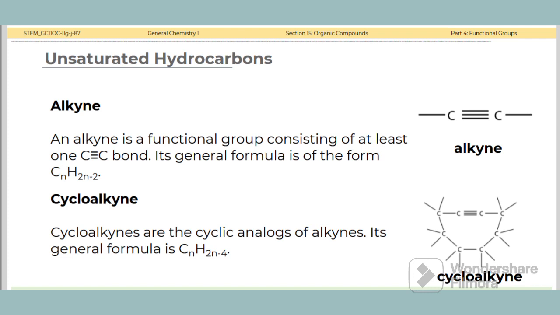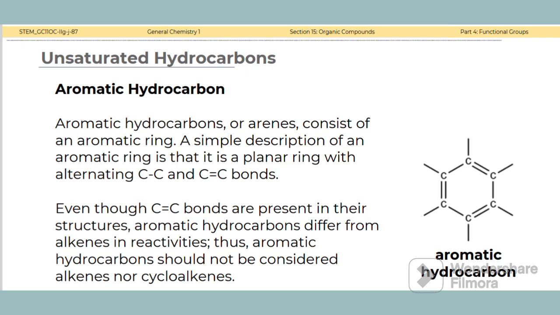Its general formula is in the form of CnH2n-2. Lastly, we have the cycloalkynes, which, like the cycloalkanes and cycloalkenes, are also the cyclic analogs of alkynes because of its triple bonds, with its general formula CnH2n-4. Aromatic hydrocarbon. Aromatic hydrocarbons, or arenes, consist of an aromatic ring.